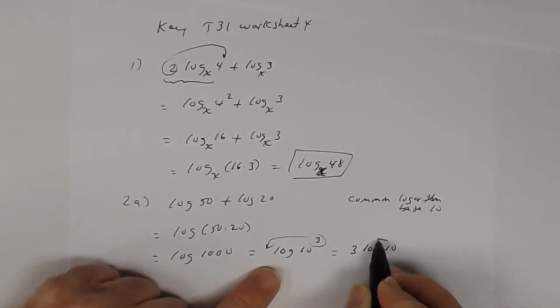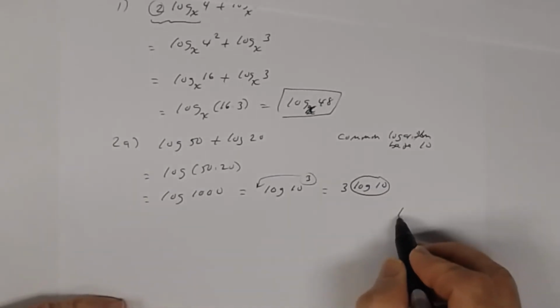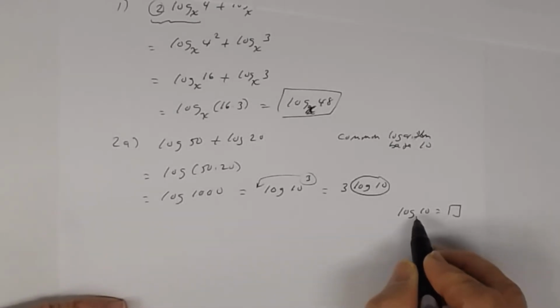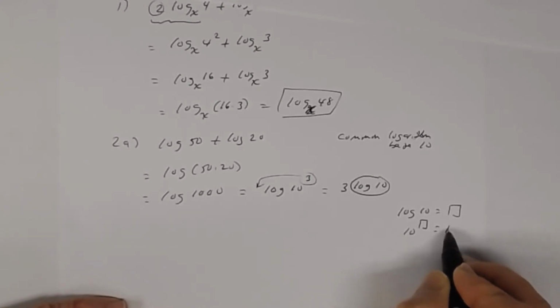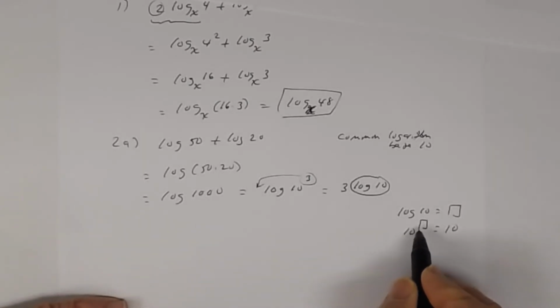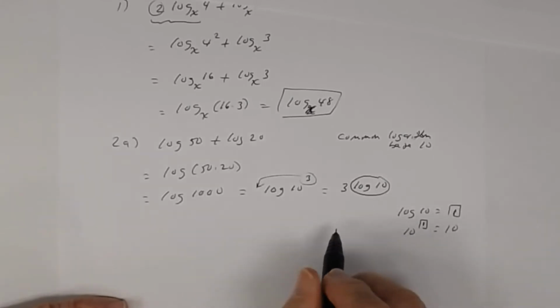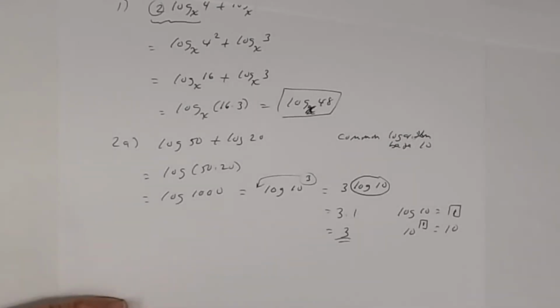And I want you to notice this. See that log of 10? I can simplify that, because watch. The log of 10 means this: remember the base is 10. 10 to what power is the argument 10? So 10 to the first is 10, right? So that's 1 right here. So this becomes 1. So that's 3 times 1, which is 3. So the answer is 3.